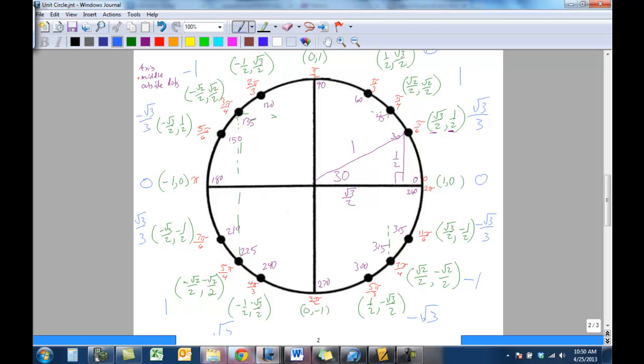So that's a little bit about the unit circle. Tomorrow in class, we'll talk about how to use this more. Smith out.